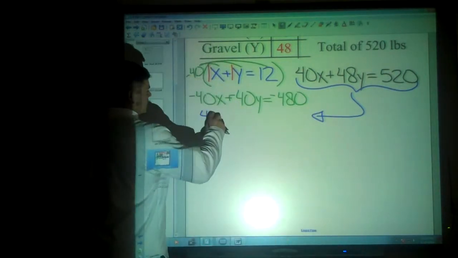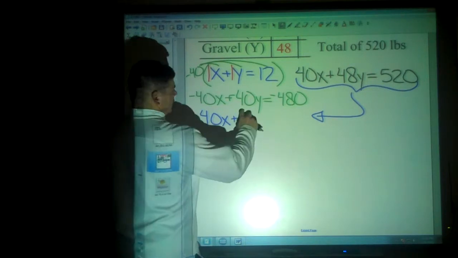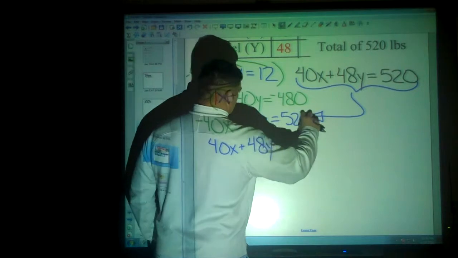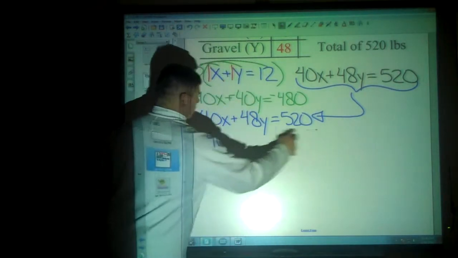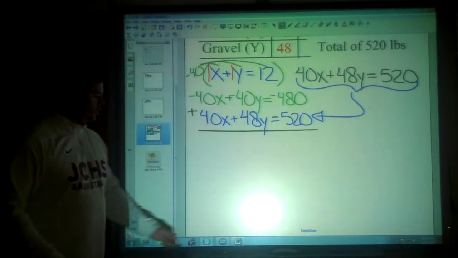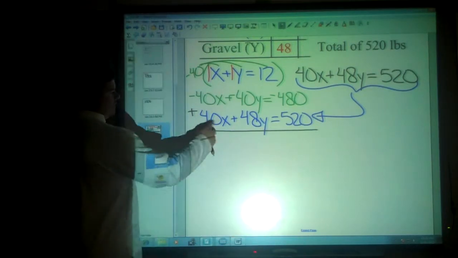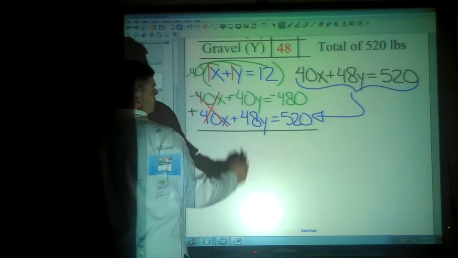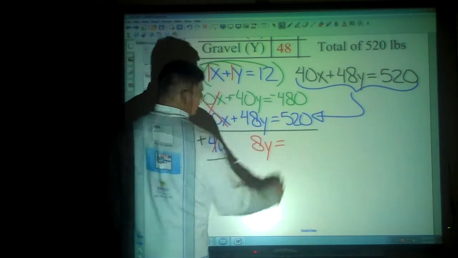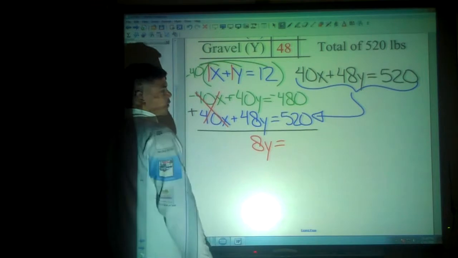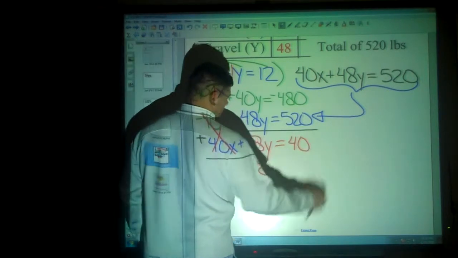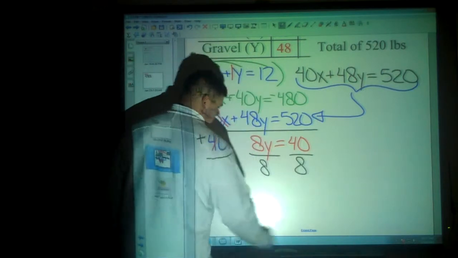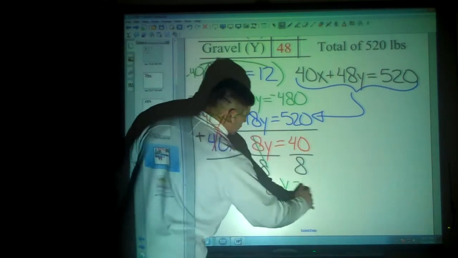And now we can take all of this and we can combine it. We can put 40x plus 48y, and over here 520. And we're set up perfectly for linear combinations. The positive and negative 40x's will cancel each other out. You have 8 more positive y's than you do negative. And when you add 520 to negative 480, you'll find that there's a 40 difference. Divide by 8, and that gives us y equals 5.